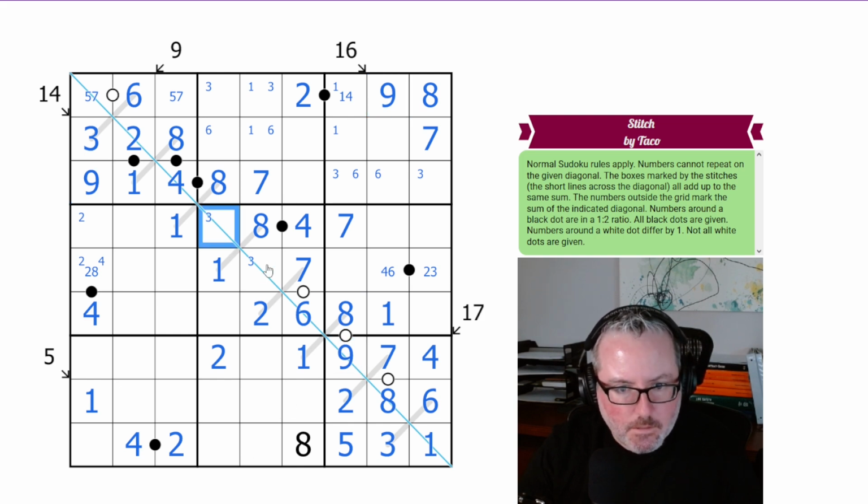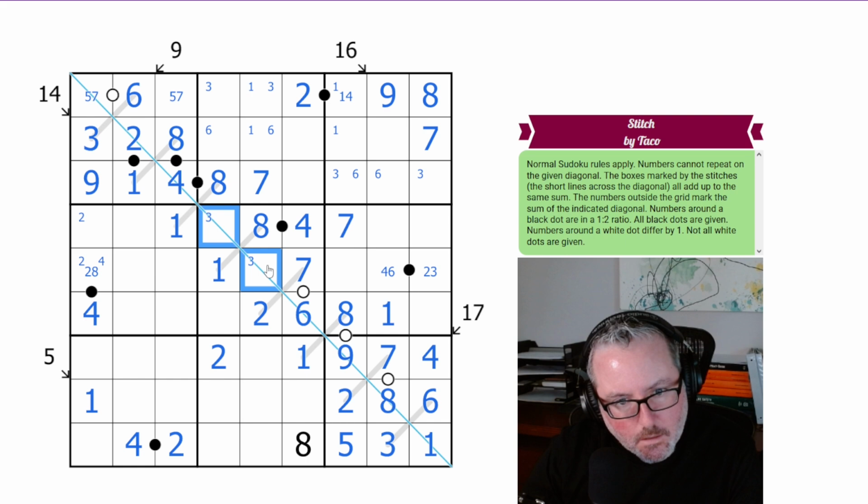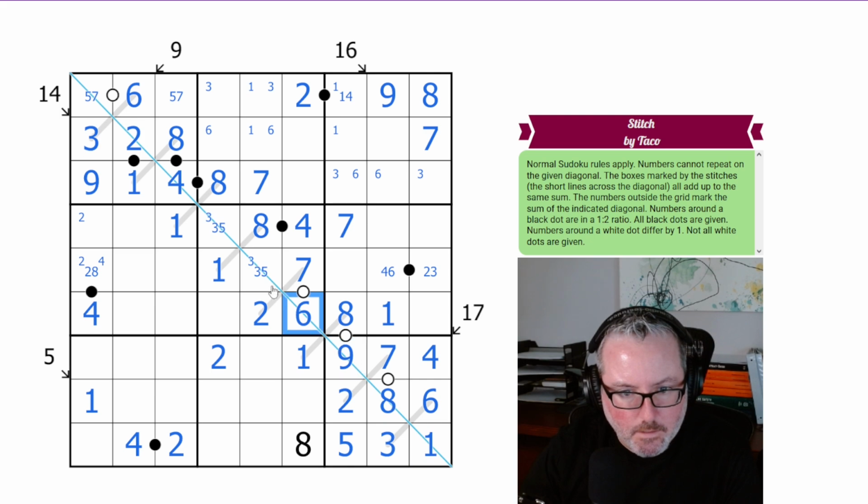Not great. So these 2 digits have to be from 3, 5, and 7. They can't be 7. So this has to be 3 and 5. If you're looking at our diagonal, the digits cannot repeat. There's only 3 digits left to go on here. It's 3, 5, and 7. So this has to be 7. This has to be 5. Okay, we're moving a little bit. Let's just keep going at it.